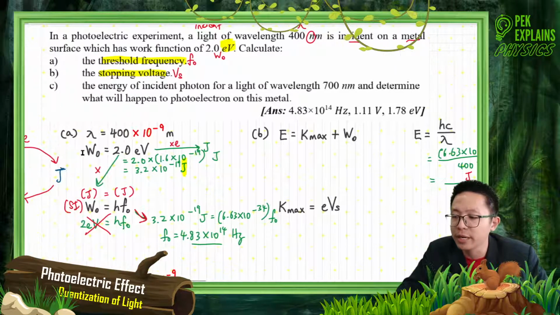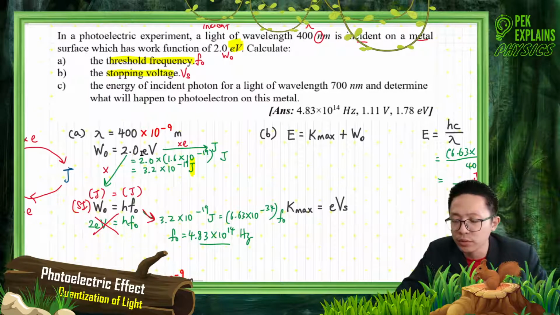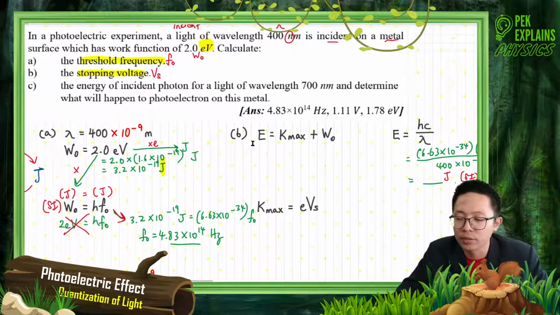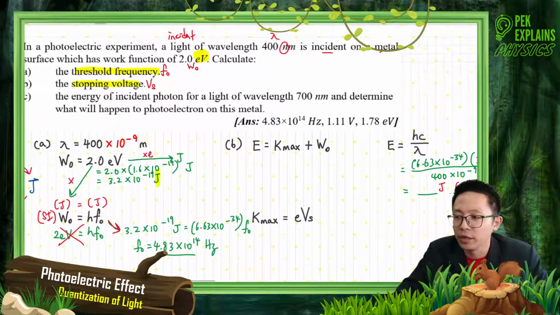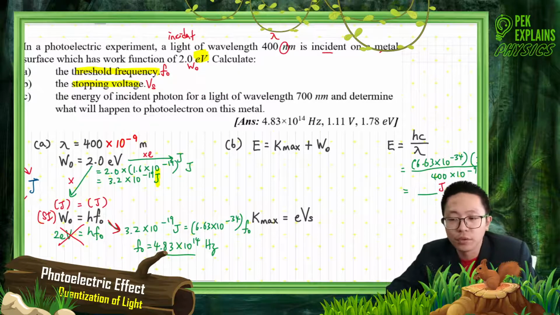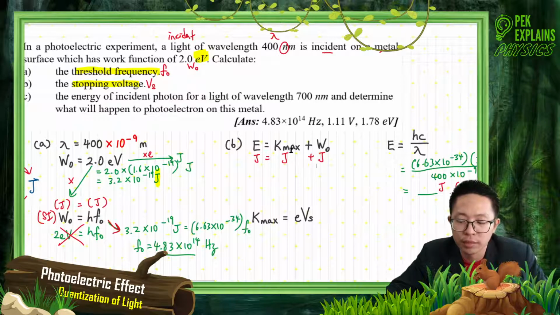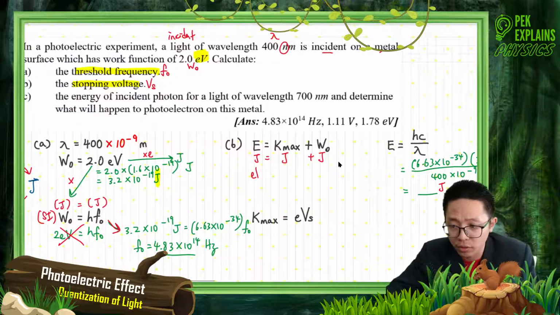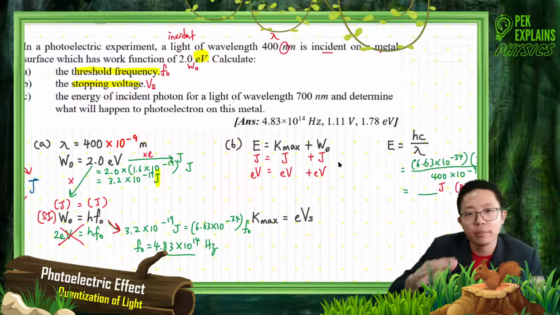Do we have the work function? Yes, we already have the work function. Do we use the electron volt or the joule? Of course in joule, because remember, if you use this formula, you must maintain the same unit. You can use all joule, equal to joule plus joule: the energy of the photon, Kmax, and the work function all in joule. Or you can also use all in electron volt. They must be the same unit.